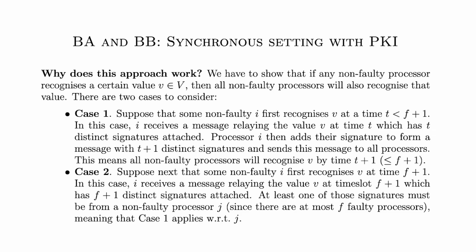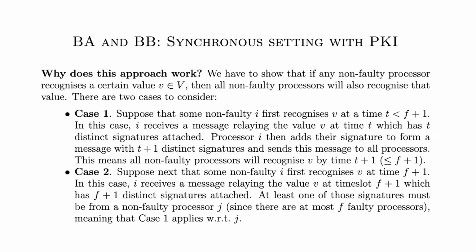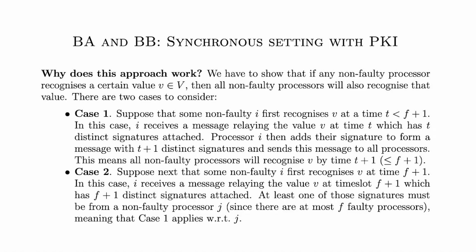Okay, but if it's got f+1 distinct signatures attached, that means at least one of those signatures must be from a non-faulty processor, right? Because we've only got f many faulty processors at most. So at least one of those signatures is from a non-faulty processor who's previously relayed the message. Okay? And that means, let's suppose it's signed by that non-faulty processor J, that case 1 applies with respect to J. So J has already seen the value at some previous time slot and has shared it, and now everybody knows about it anyway. Yeah, I guess it's quite slick, that last little turn there.